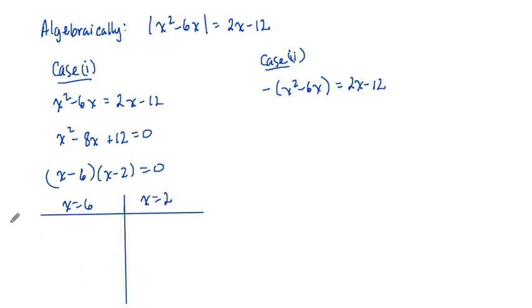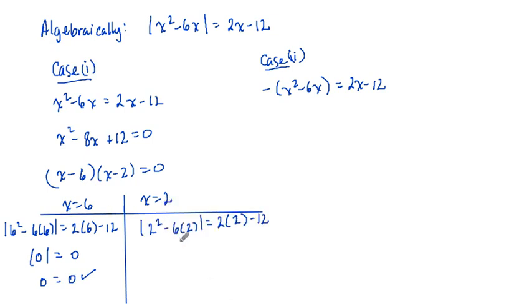I want to check both of those. So the absolute value of 6 squared minus 6 times 6, is that equal to 2 times 6 minus 12? 6 squared is 36 minus 36 here gives us 0. Absolute value of 0 is certainly equal to 2 times 6 minus 12, which is 0 as well. So we're good there. On the other hand, when I substitute the 2 in, I get absolute value of negative 8 is equal to negative 8. But that would mean 8 equals negative 8. That's not true, so x equals 2 is extraneous.